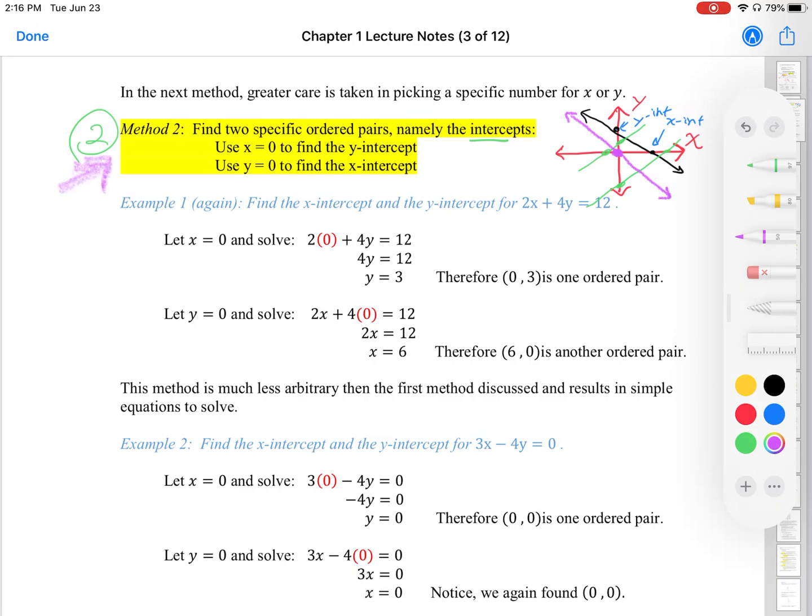Talking again about that highlighted portion, Method 2. Find two specific ordered pairs, namely the intercepts. Use x equals 0 to find the y-intercept. Use y equals 0 to find the x-intercept. Example 1 again. Find the x and y-intercepts for 2x plus 4y equals 12.